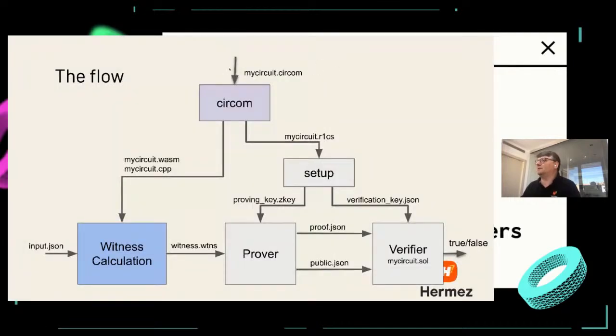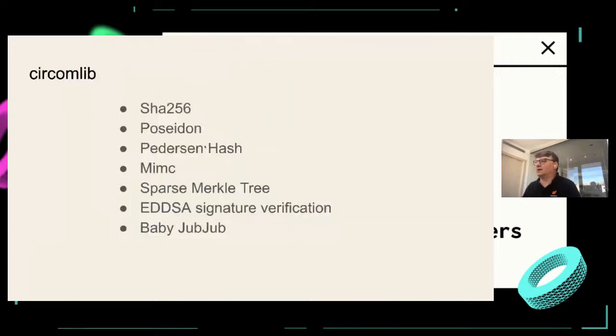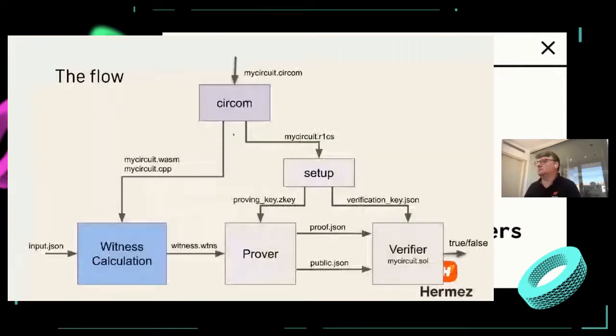So I start with a circuit. In circom, I mainly generate two things. The WASM, or it could even be C++, so it can be a program. Mainly, it's a program that computes the witness, that executes this program and prepares it for making the proof. And then it generates our R1CS system.